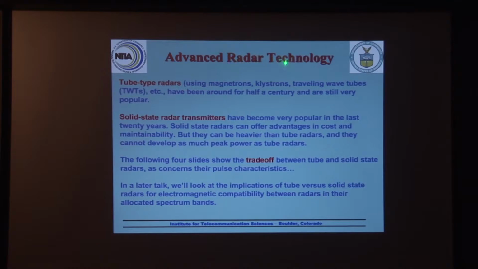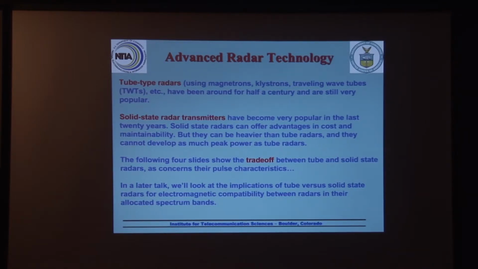Looking at today's radar technology, we still have tube-type radars in existence. These are radars that use magnetrons, klystrons, traveling wave tubes, etc. And these have been around for over half a century. They're still very popular. In the last roughly 20 years, solid-state radar transmitters have become very popular. Now, solid-state radars do offer advantages over tube-type radars in terms of cost and maintainability.